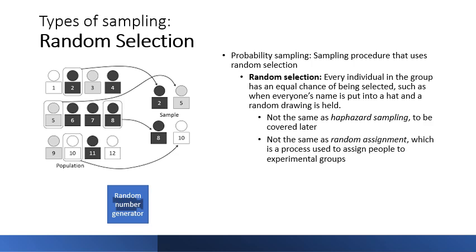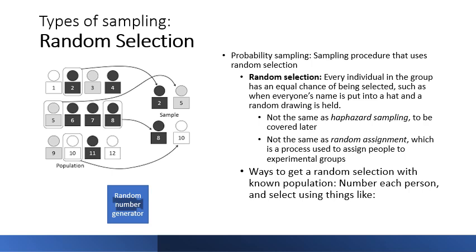It's not the same as random assignment. That's a process we use to assign people to experimental groups. Like you bring in a sample of people and then at random you put one person in group A and the next in group B through a randomization process.